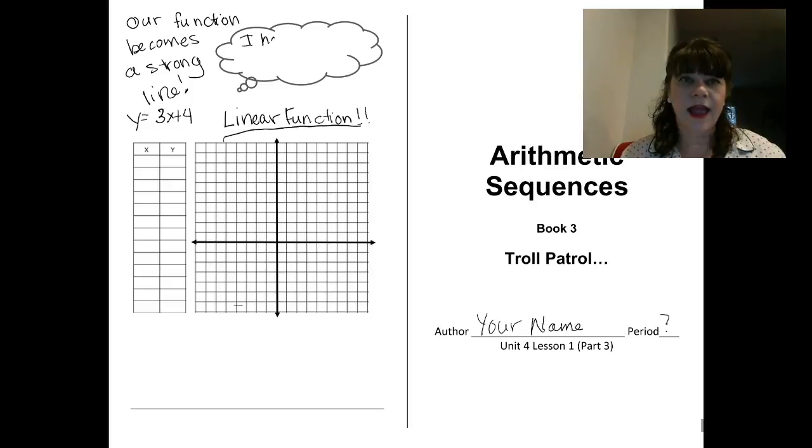And what's he thinking? I now have no limits. So what this means is that we don't have to just substitute 1, 2, 3, 4, 5. We can substitute any number we want. And because of that, it'll go on forever. This is a continuous function.